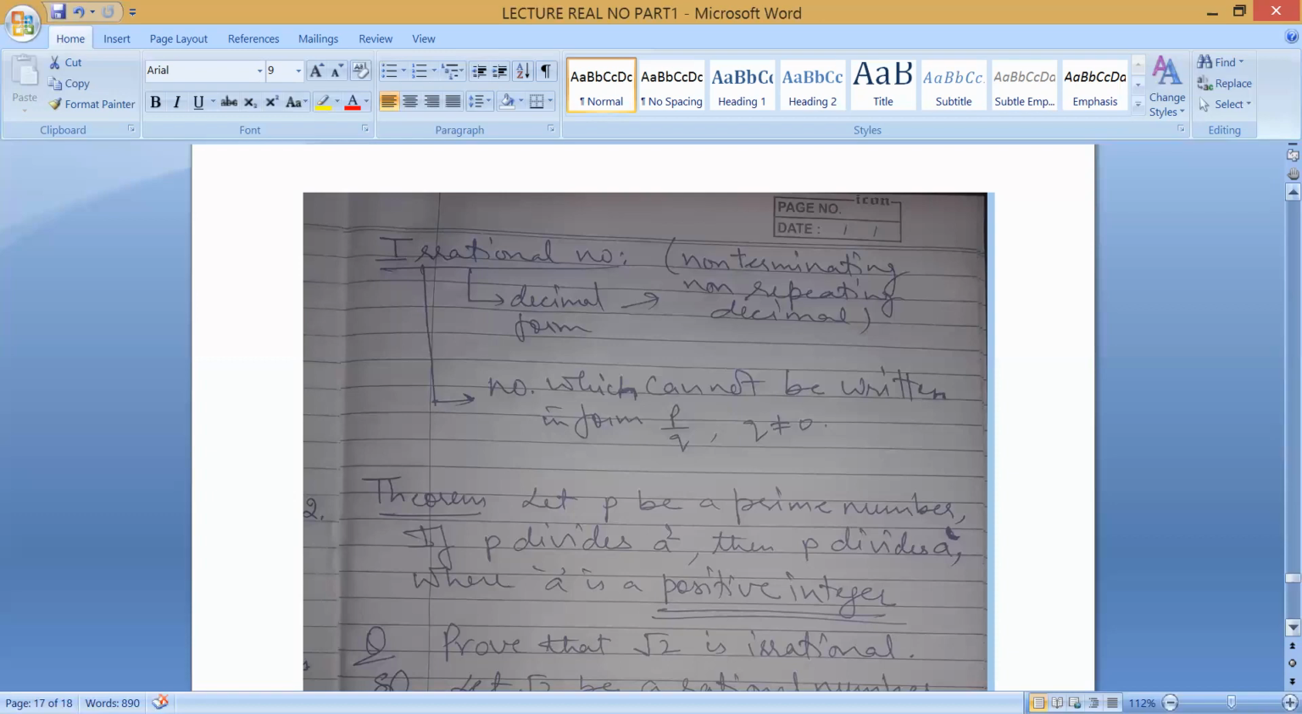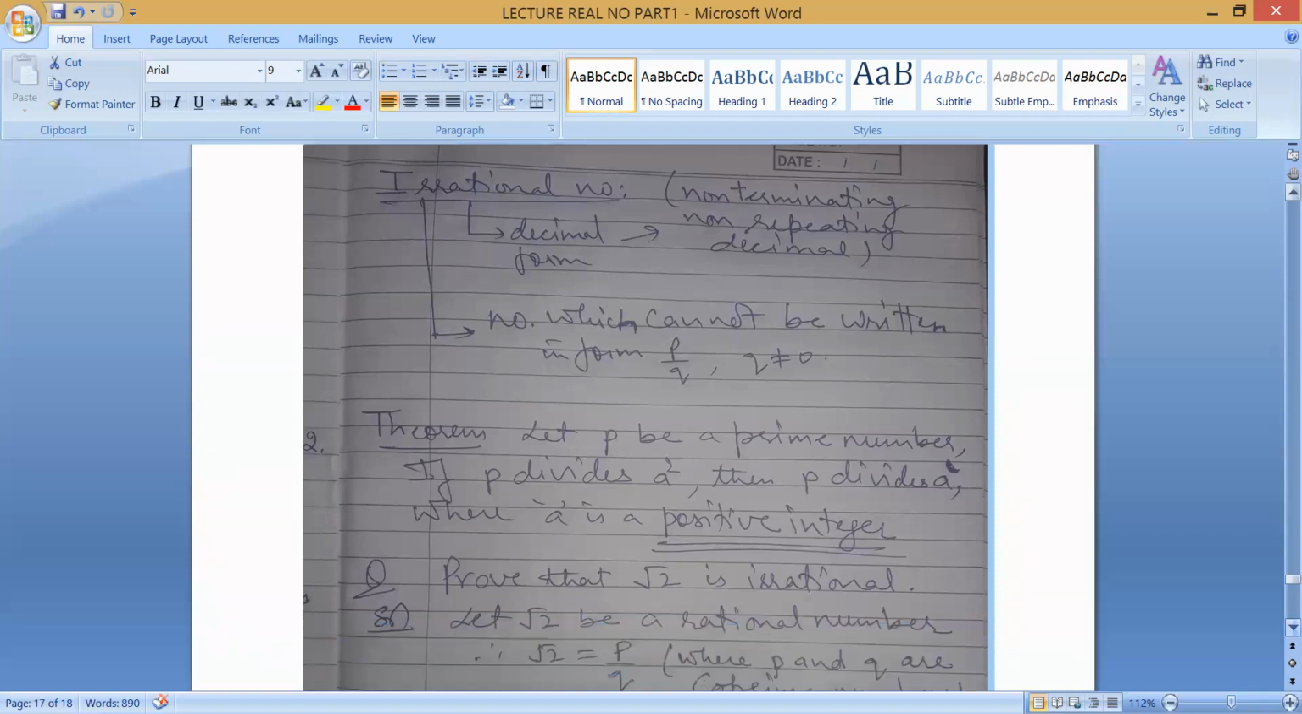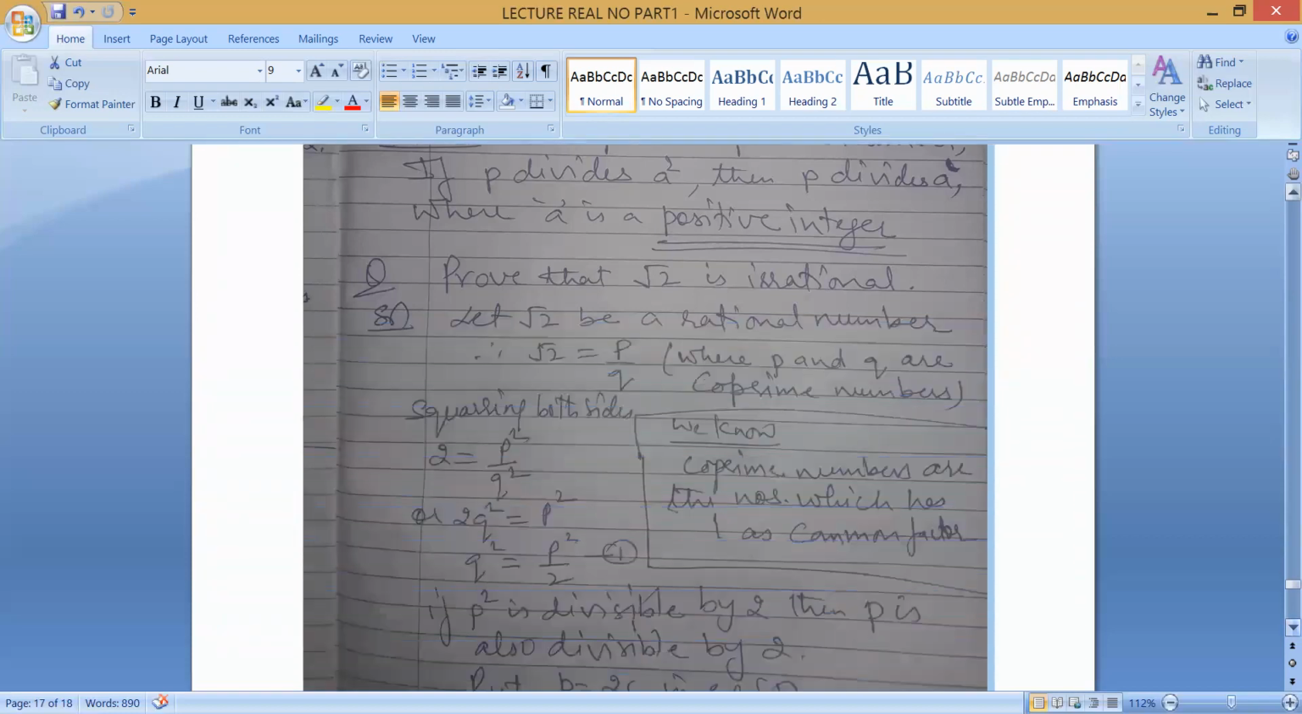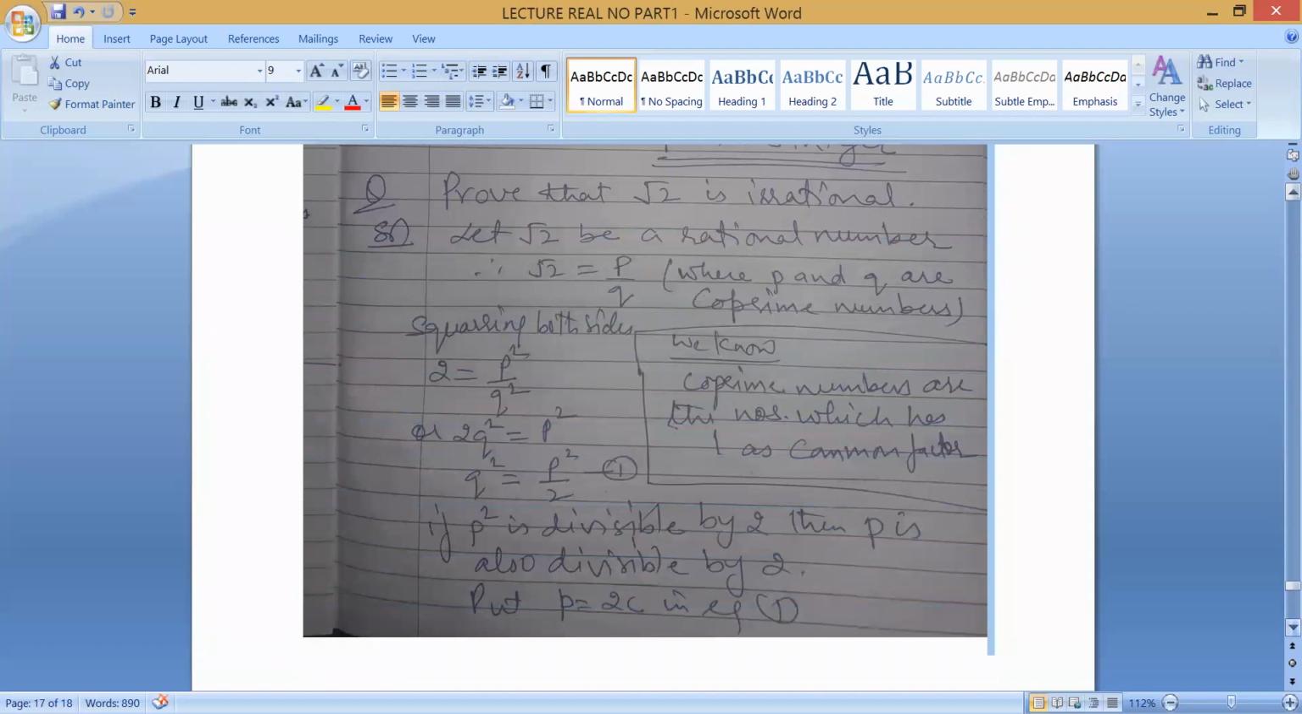After that, now a very important question: prove that root 2 is irrational. Prove that root 2 is irrational. Now, very important question, let root 2 be a rational number.